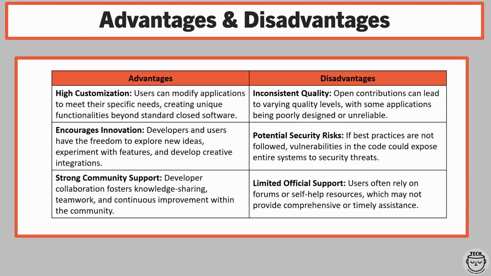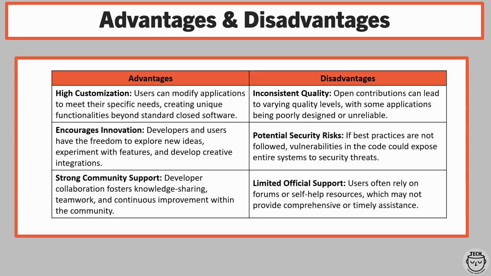So advantages and disadvantages. They're highly customizable. The code is available, therefore you can modify them to meet your needs should you need to, and add unique or new functions beyond the standard ones you get with closed. It encourages innovation because developers can experiment, change things, improve things, maybe even not improve things, and develop some creative integrations. And there's strong community support. You might not be able to call up a helpline, but because lots of people have worked together, there's a lot of collaboration.